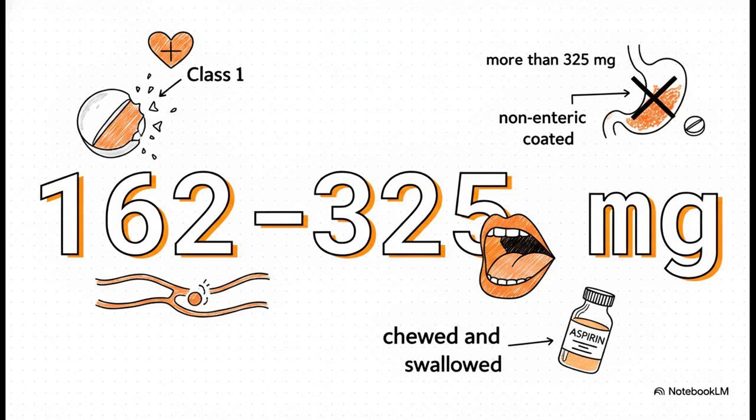It's a class 1 mortality-reducing agent. You must give 162 to 325 milligrams of non-enteric-coated aspirin to everyone at presentation. And this is key, it has to be chewed and swallowed. Giving more than 325 milligrams doesn't help at all, it just causes more bleeding.